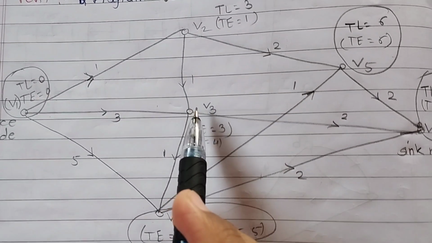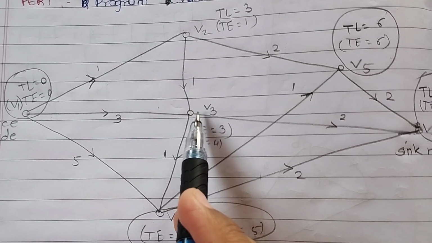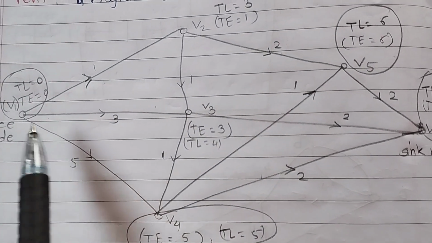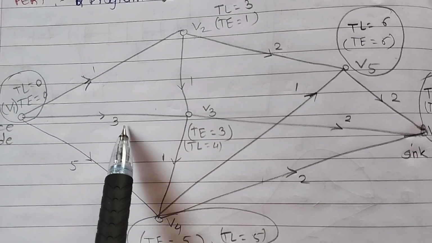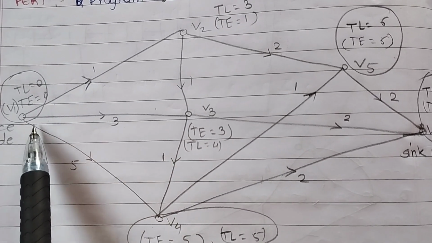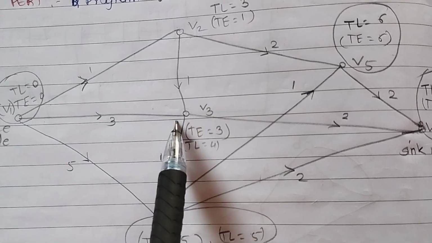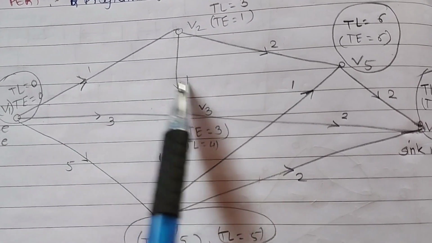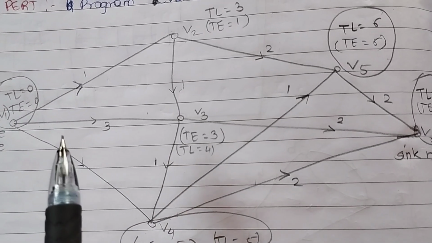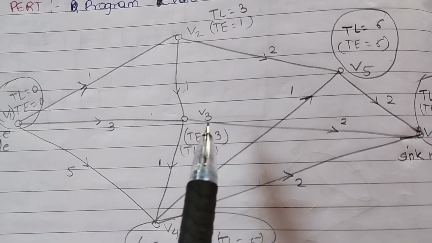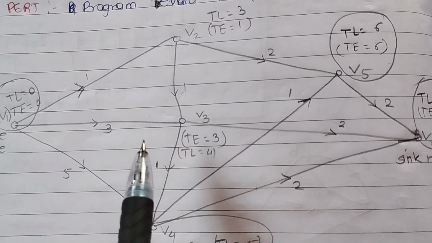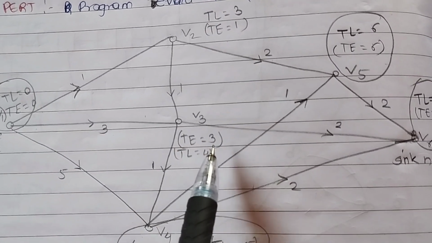Now V3. How many possible ways to reach V3? One way is direct, V1 to V3, and the weight is 3. The second is from V1 to V2, V2 to V3, so 1 plus 1, 2. Any other way? No other way to reach V3. So the TE of V3 is the maximum value, which is 3.